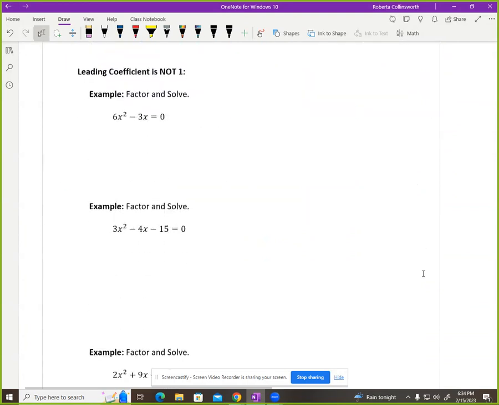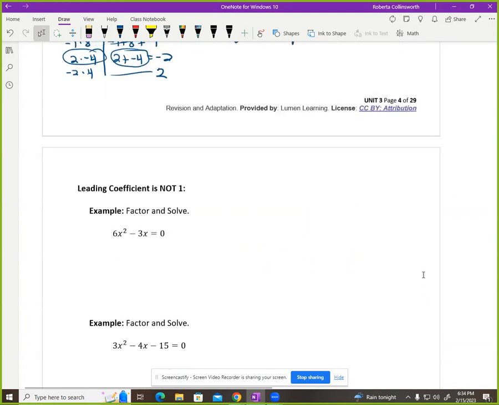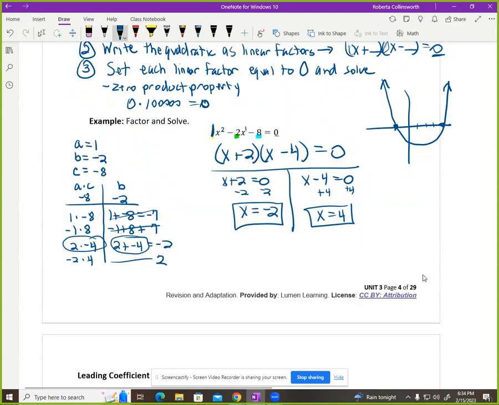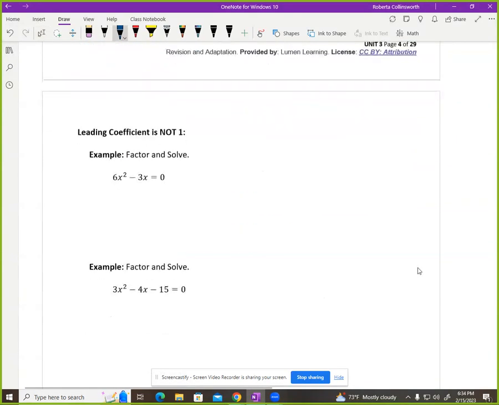Next, we're going to move on to what happens when my leading coefficient is not 1. So here my leading coefficient was 1. The leader is the one that's attached to the highest exponent part. So when my leading coefficient is not 1, looking at this, I see that it's set equal to 0. I do not have a constant term here that's not 0.